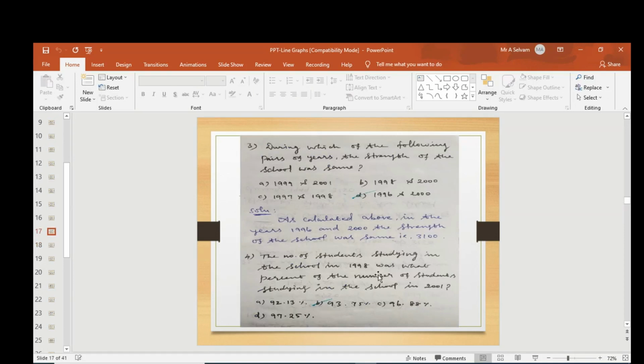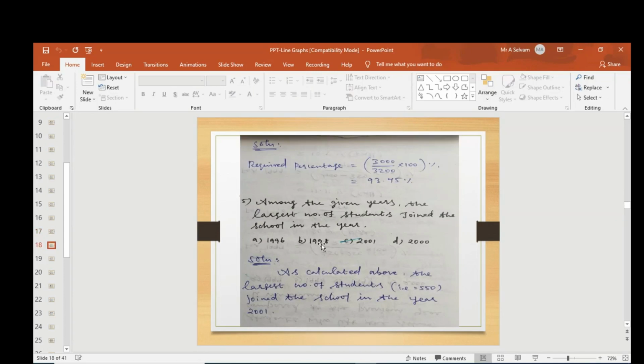So this kind of line graph problem is very easy. You have to interpret the data correctly from the line graph, and then it will be easy for you to calculate, right? Fine. So next, question number 5.